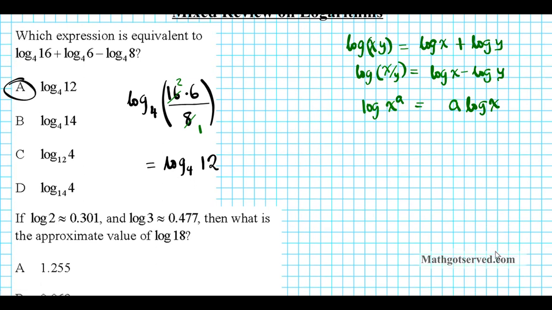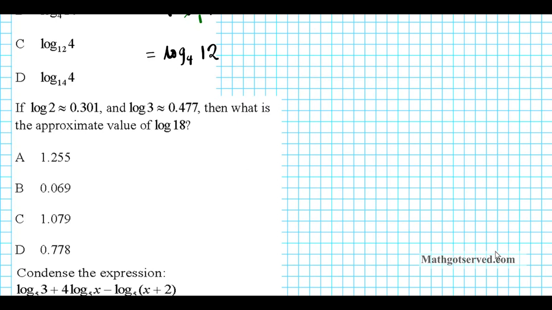Let's take a look at the second example. It says if log of 2 is approximately 0.301 and log of 3 is 0.477, then what is the approximate value of log 18? So the question here is, can I express 18 using 2 and 3? If we think about it, 18 can be written as 2 times 3, which is 6, times 3.